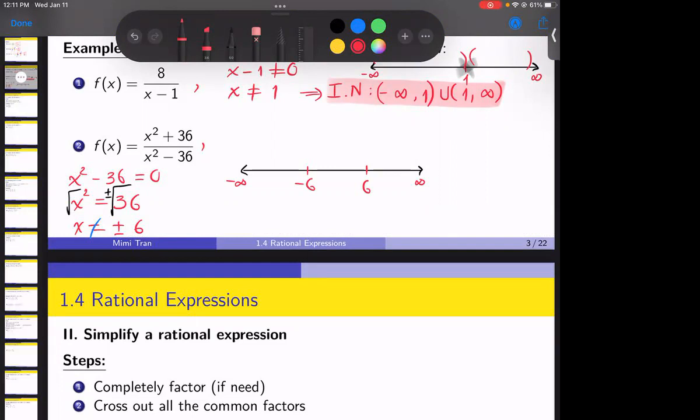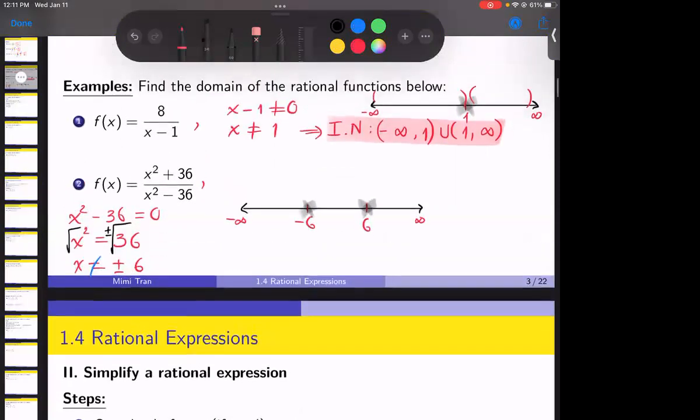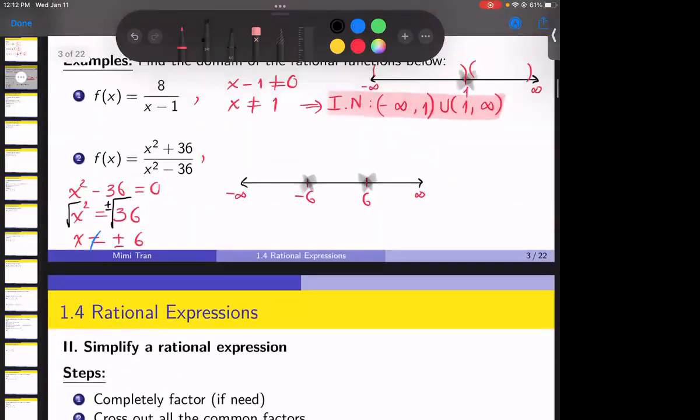How many intervals do I see here? 3, right? So if you see the pattern here, if you have one critical number, when I say critical number, I mean solution, say x equals 1 up there, you're gonna have the critical number plus 1 interval. So 1 critical number, 2 intervals; 2 critical numbers, 3 intervals; and on and on.